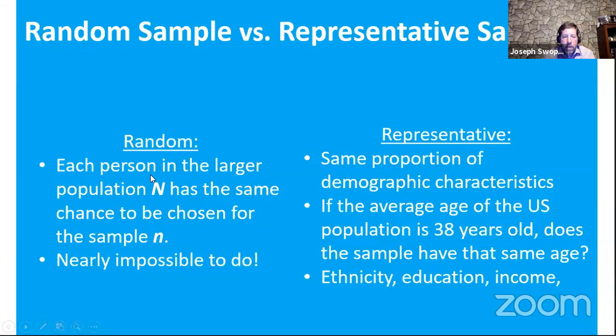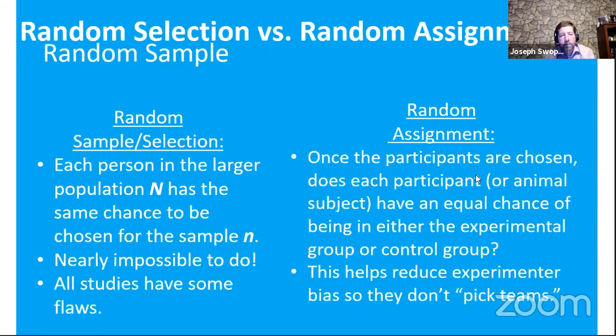Random samples, even if you do it randomly, even if you miraculously got all of your students' ID numbers from your school's registrar, and you picked a random 50 out of them, so it's completely random, that doesn't mean it'll be representative. You could miraculously get 50 people of all a certain ethnicity or religious belief. So again, just because it's random doesn't mean it's representative. Now we want to look at random selection versus random assignment. We know what random selection, or what I call random sample, is.